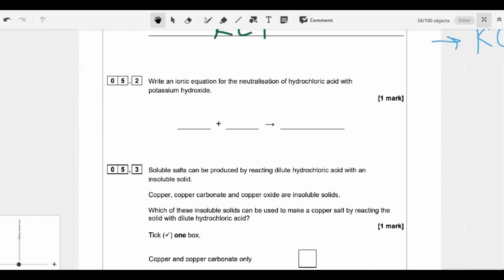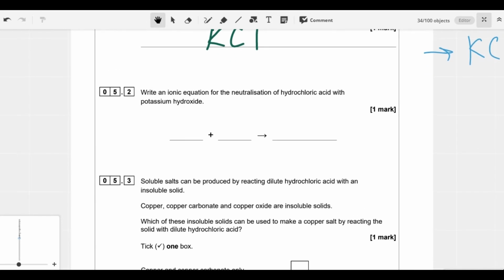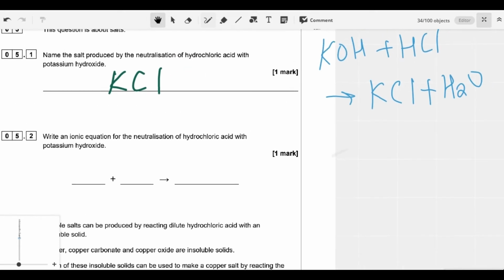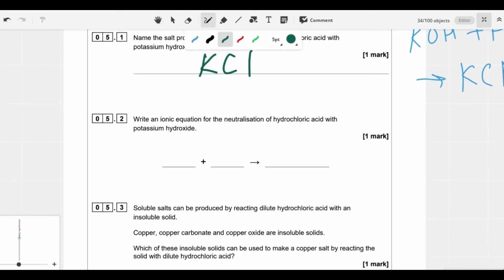Okay, next question, write an ionic equation for the neutralization reaction of hydrochloric acid. You don't need to write the whole equation. Here the ions will be H positive plus OH negative, it will make H2O.